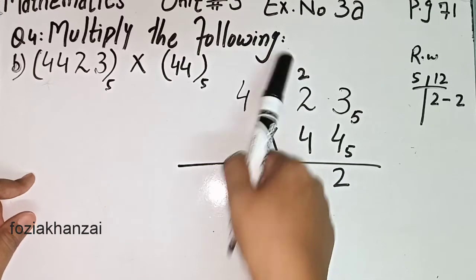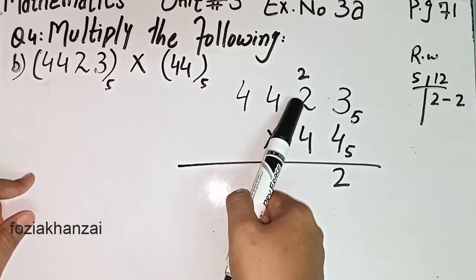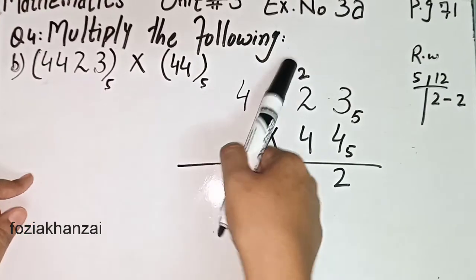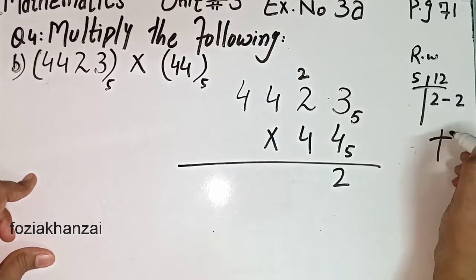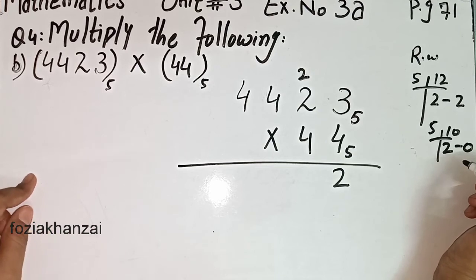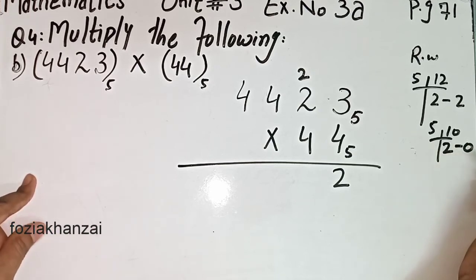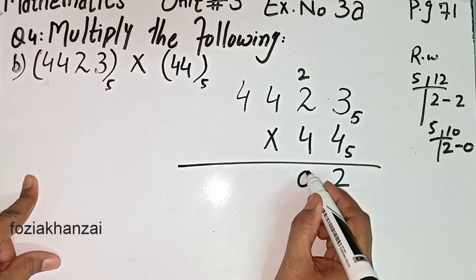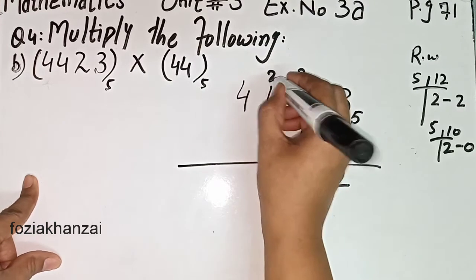Simple multiply, 4 2s are 8. 8 plus 2, 10. 10 convert into base 5 system. 5 2s are 10, 0 is left. It means in base 5 system 10 equals 20. So we write over here 0 and 2 carry.